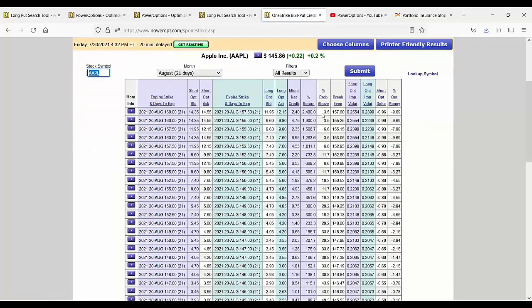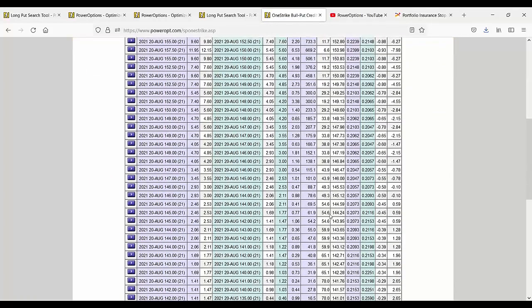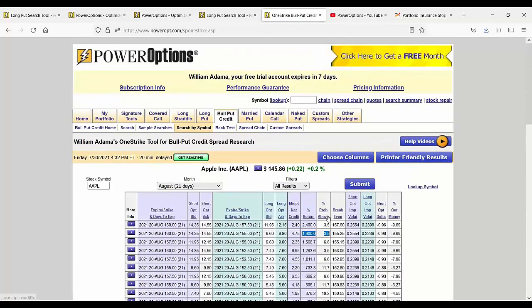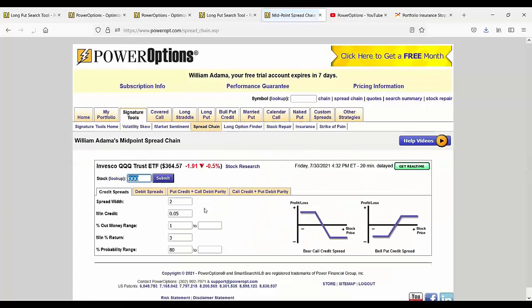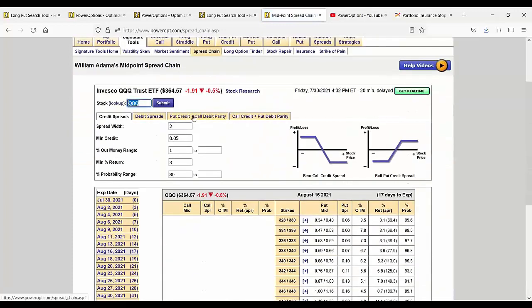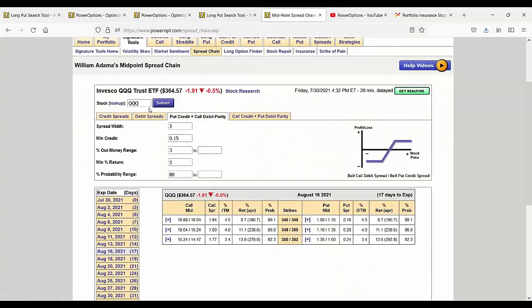So it gives me what we're talking about, the return versus probability, but it's everywhere. There's too much to go through here, Jesus. I agree with you. On the larger price stocks, do not use this tool. Use the spread chain. And I would go to put credit and call debit parity view. And I'm going to put in Amazon.